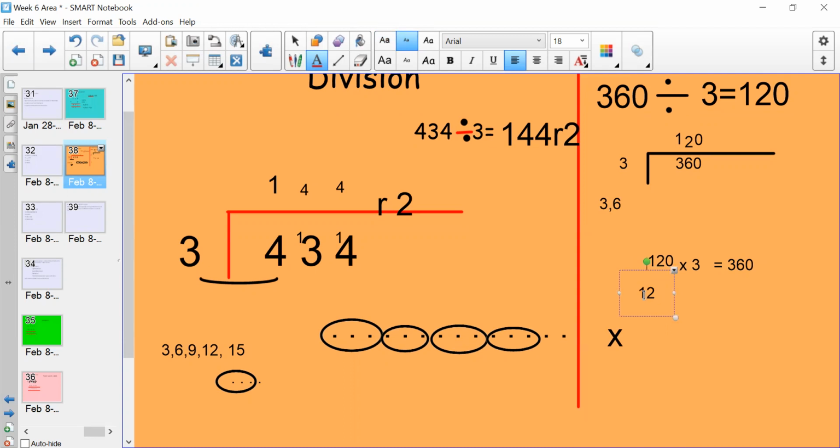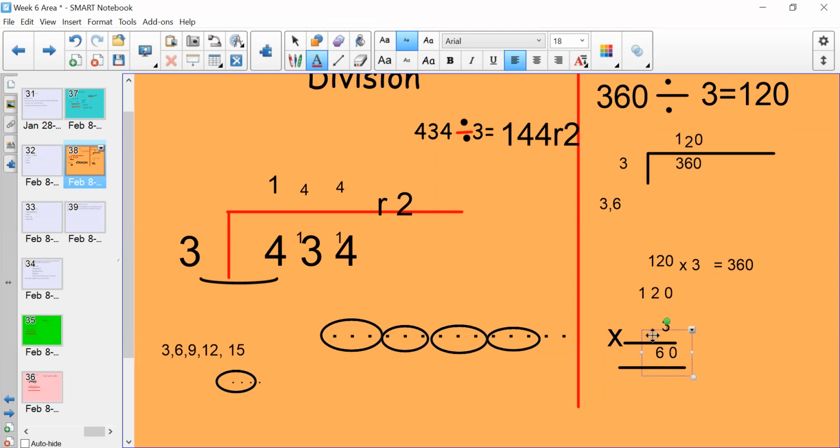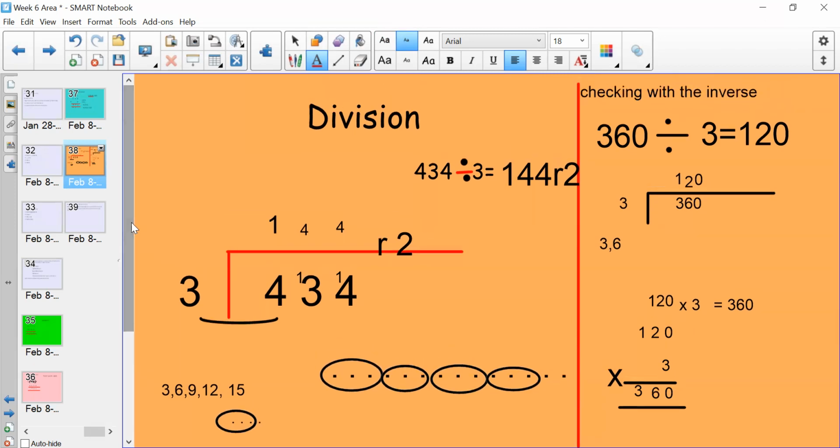So we're going to do 120 multiplied by 3. Okay, so we start with the ones column. We've got 3 times 0 is 0. And then we've got 3 times 2, which is 6, or 3 times 20, which is 60. And then we've got 3 times 100, or 3 times 1, which is 3. And we do get 360. So therefore we know that this division sum that we did is correct because I've checked with the inverse. So there might be some of those questions in your quiz as well.